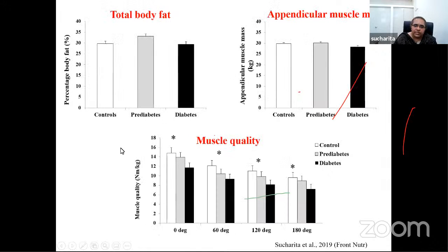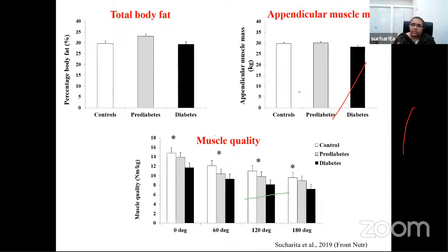Now, from the same study, here you can see that when we looked at the total body fat, we were surprised that the controls, pre-diabetes and diabetes were all having the same amount of body fat. As I mentioned to you, the pre-diabetes versus the diabetes in relation to controls were all having similar appendicular muscle mass. But what was interesting was that their strength was much lower. In fact, the pre-diabetes and diabetes were having similar strength. In other words, their muscle quality deteriorated as soon as they attained a pre-diabetes status.